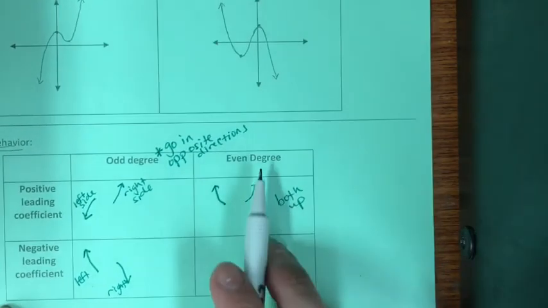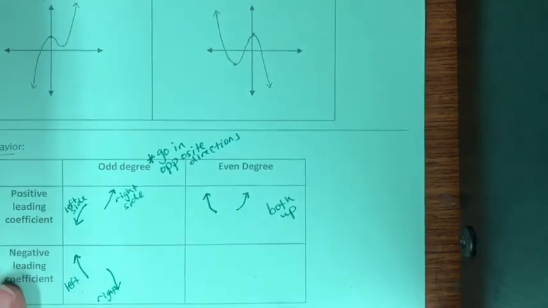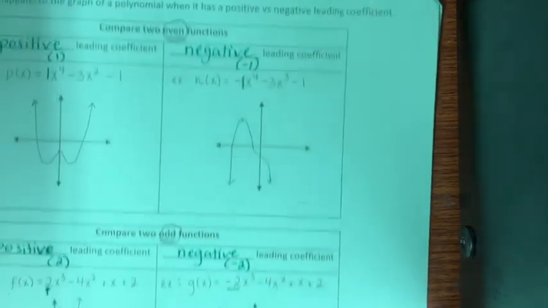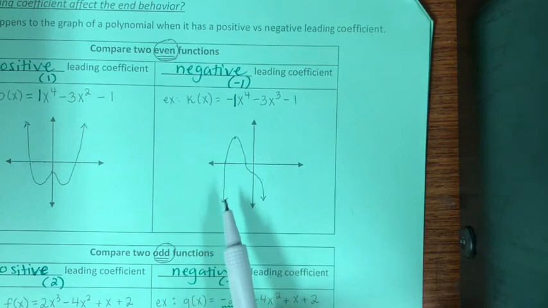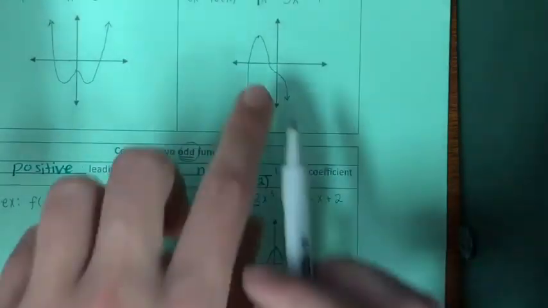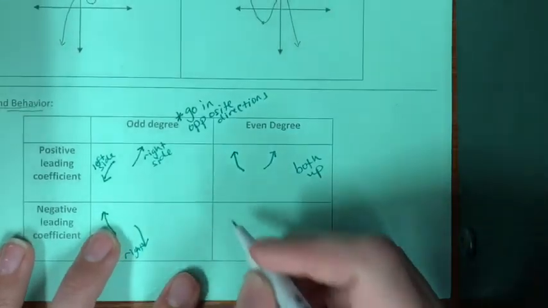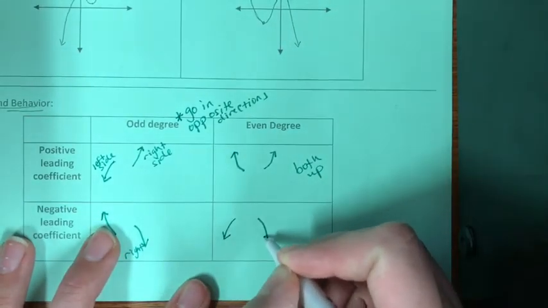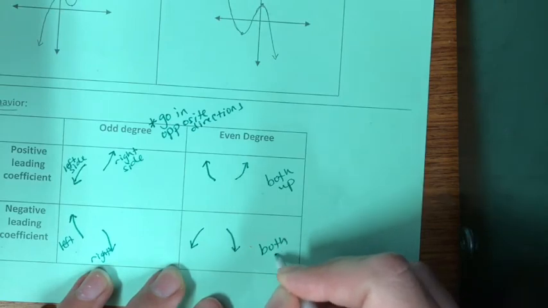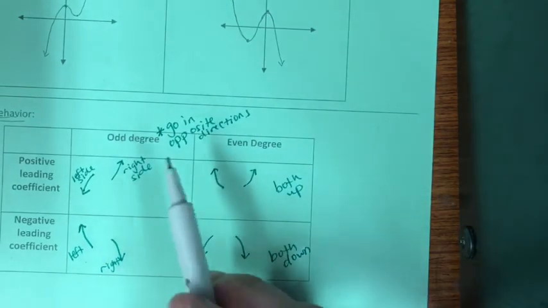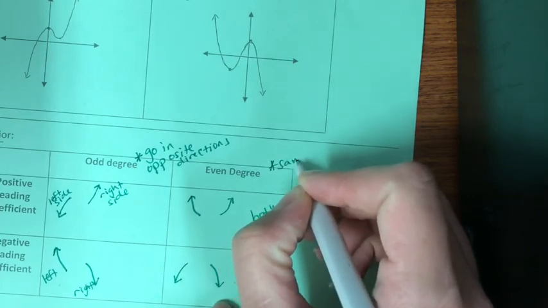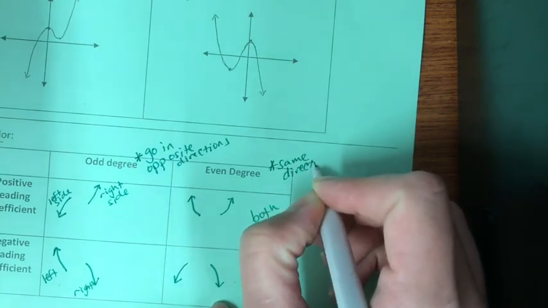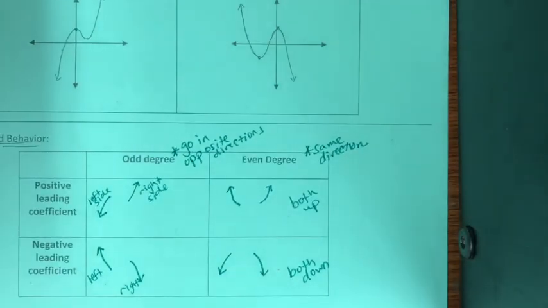And then when it comes to an even degree and a negative leading coefficient, well, now I can look at my example of that. Here's the negative coefficient and an even degree, and we can see that they both were going down. So the ends are both going down. So I'm just going to draw that in my box. Down and down. So both down. So we can see when it was odd, the end behaviors are going in opposite directions, but when it was even, now they're going in the same direction. So either both up or both down.